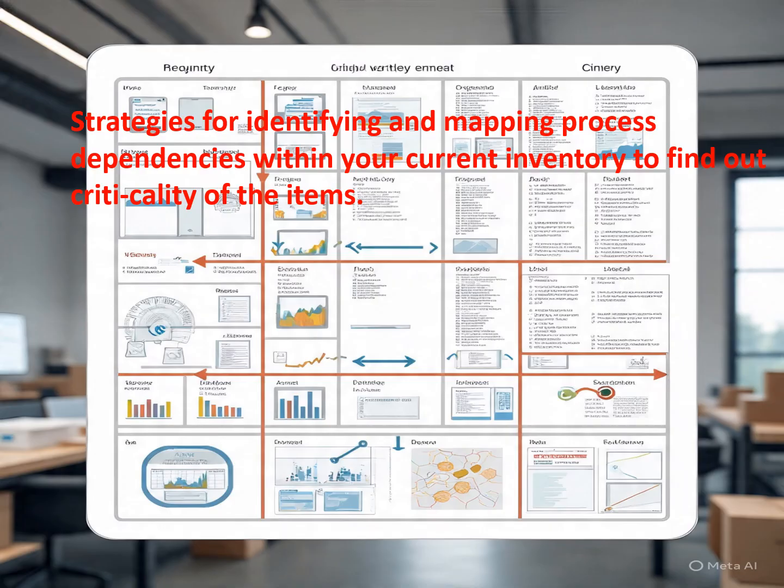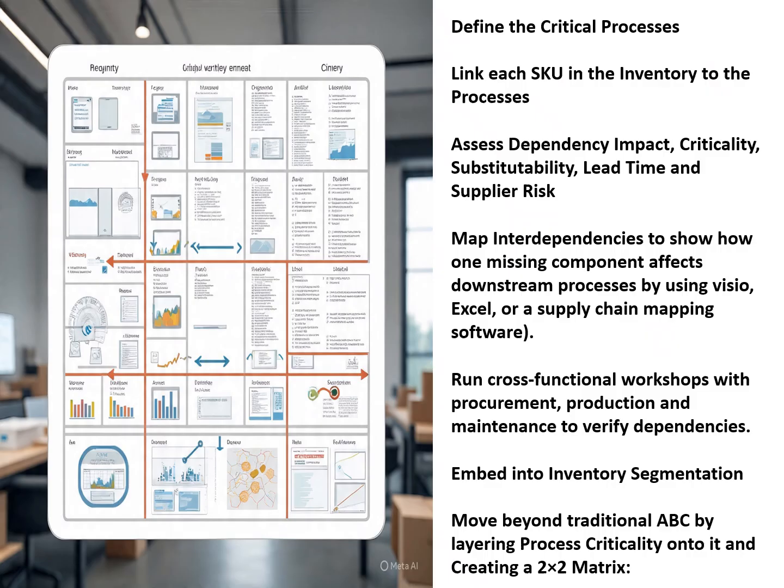Now let's talk about the strategies for identifying and mapping process dependencies within your current inventory to find out the criticality of each item. Define the critical process. Link each SKU in the inventory to the process. Assess dependency impact, criticality, substitutability, lead time, and supplier risk.